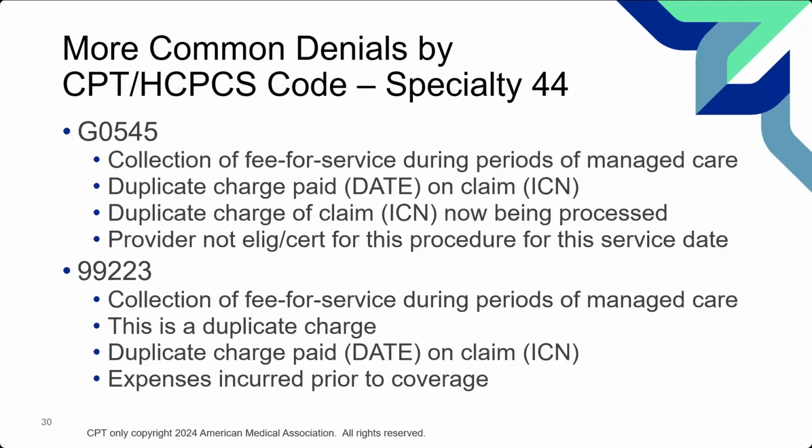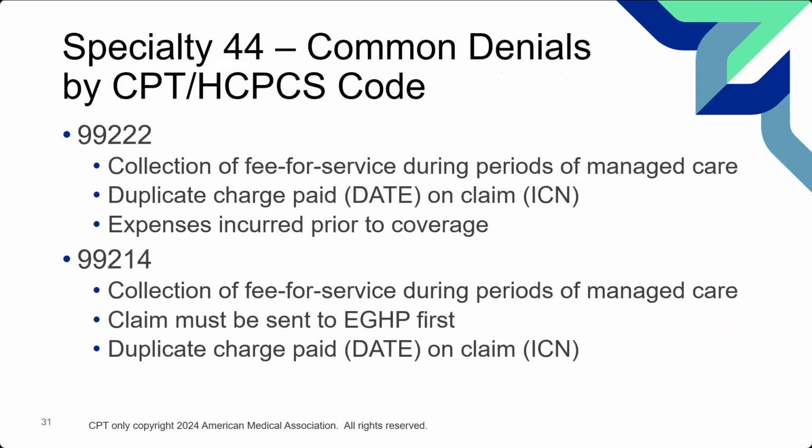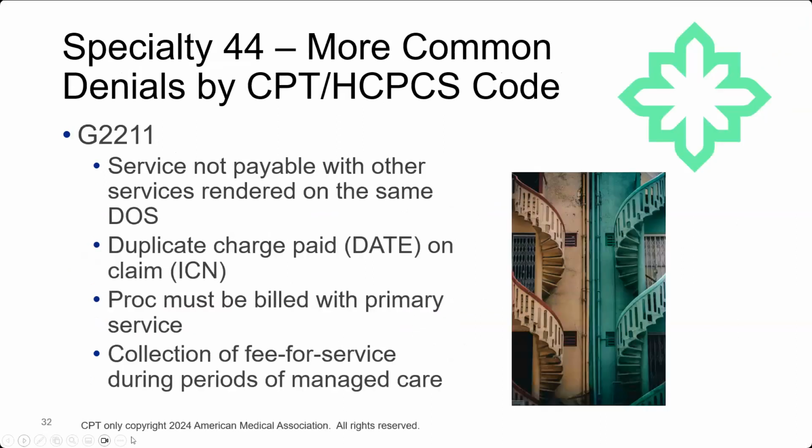Maybe it had to be a specialty 44 claim because that's all I pulled on the data, but maybe the provider wasn't eligible. That would be a provider enrollment issue that you need to look at. 99223 would be that initial hospital care high level, duplicate, expenses incurred prior to coverage, and then of course collection of fee for service. Provider or the beneficiary elected Medicare Advantage over traditional or original Medicare. Other codes: 99222, talked about that one earlier. The 214, which is an office outpatient care, moderate medical decision making, all reasons we've talked about already.